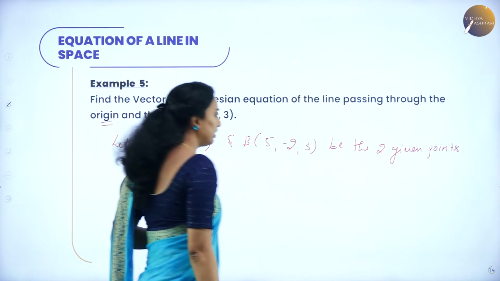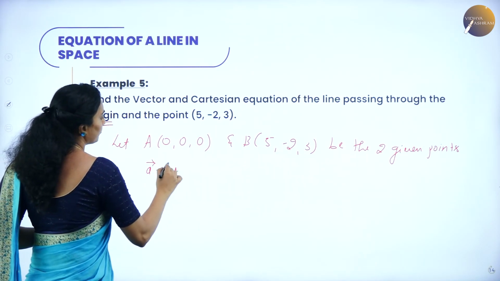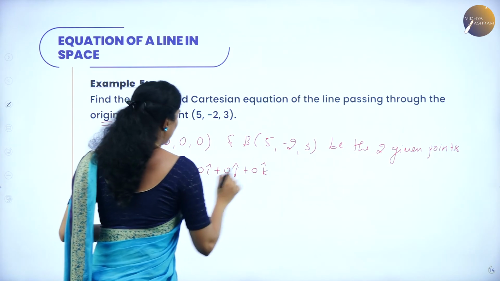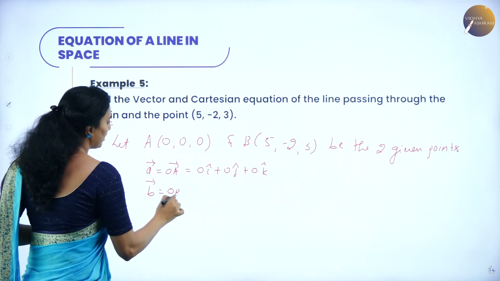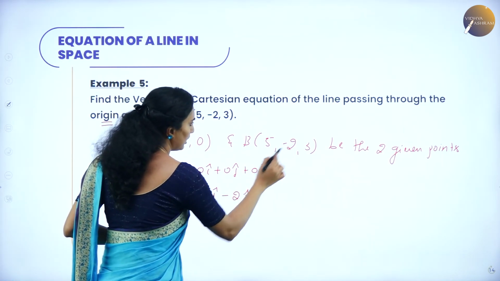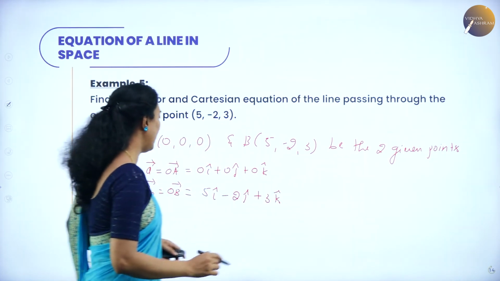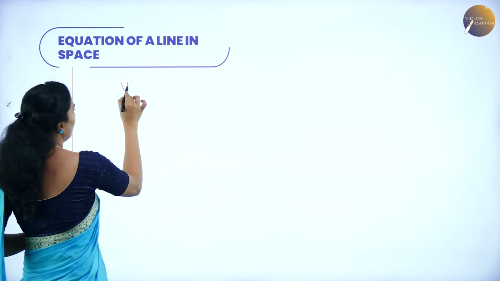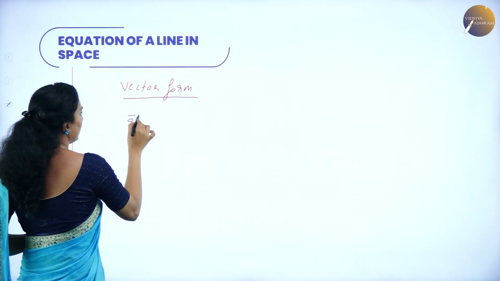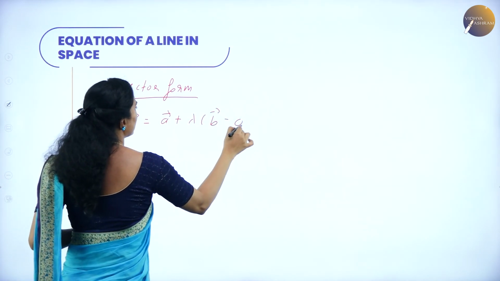Then what is OA vector, or the a vector? The a vector, which is nothing but the OA vector, is 0i plus 0j plus 0k. Similarly, the b vector, which is the OB vector, is nothing but 5i minus 2j plus 3k. Now, what is the vector form? Vector form is given by r vector is equal to a vector plus lambda into b vector minus a vector.